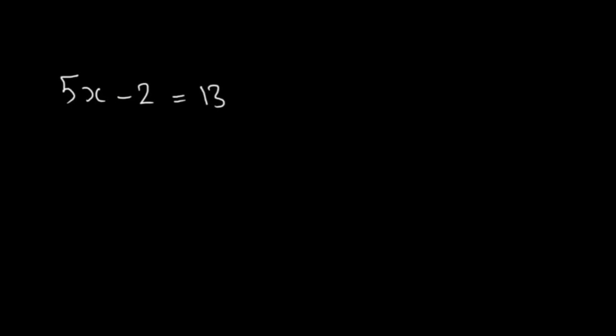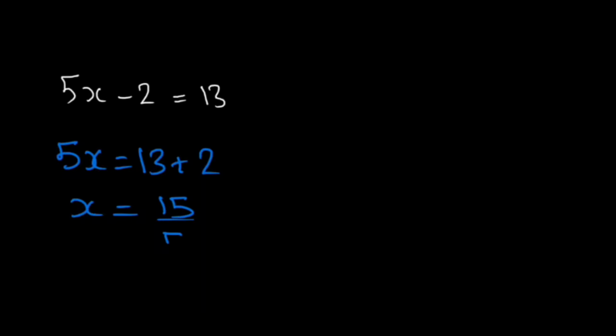Here, x is being multiplied by 5, and 2 is subtracted. Again, we move the constant first, negative 2. It goes to the other side and becomes positive 2. So the equation becomes 5x is equal to 13 plus 2. Since x is being multiplied 5 times, when we move it to the other side, it becomes division. So x is equal to 15 by 5, which is 3.